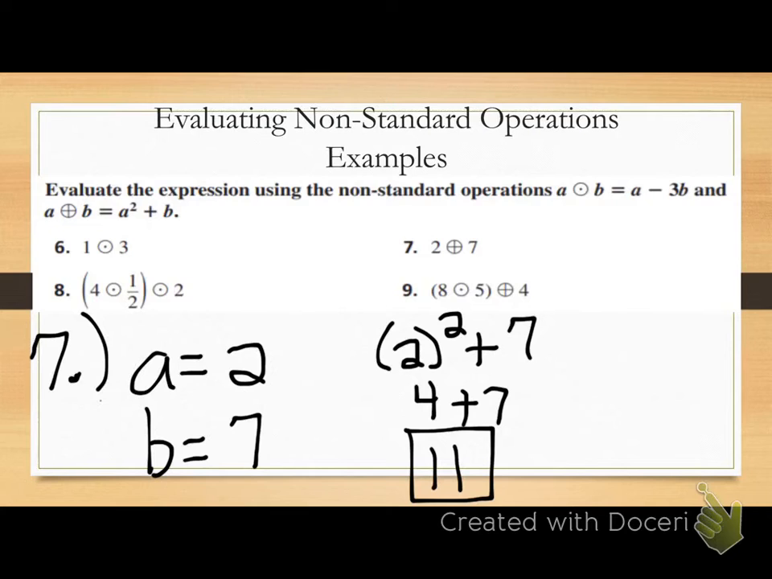Questions on 7? We okay? Getting better? Somewhat? Okay. Is everyone okay if I skip to 9 and we'll save the fraction for last? Okay. We're going to skip 8. We'll come back to it.